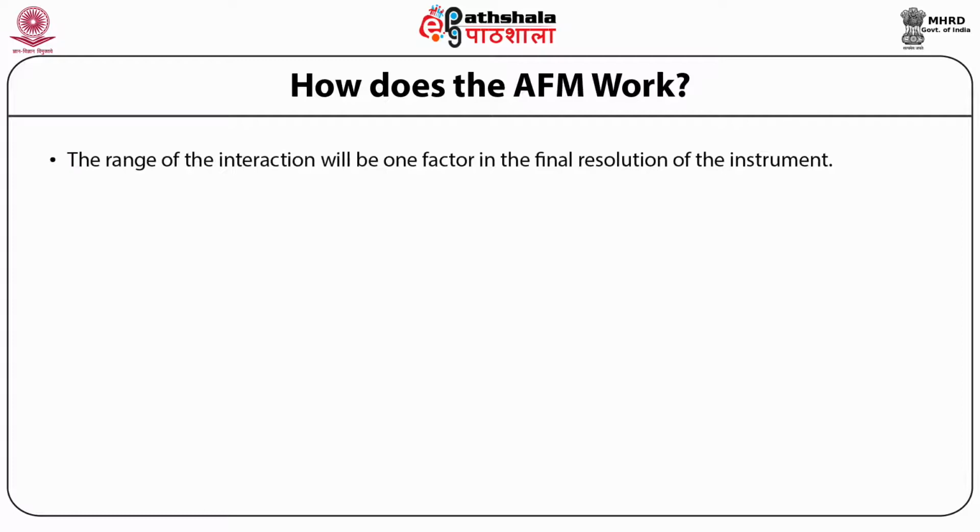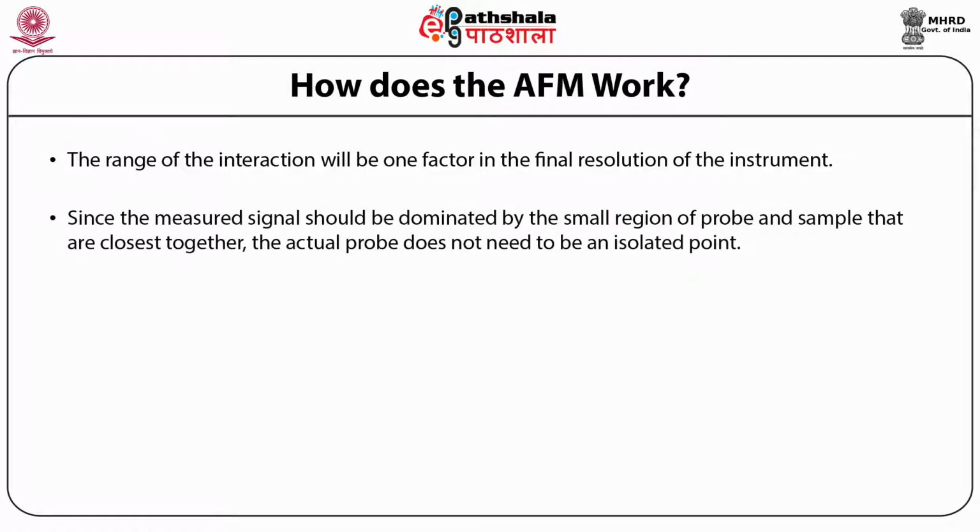The range of the interaction will be one factor in the final resolution of the instrument. When the interaction has a very strong distance dependence, such as the electron tunneling current used in STM, the resolution can be good enough to see individual atoms, since the measured signal is dominated by the small region of the probe and sample that are closest together.